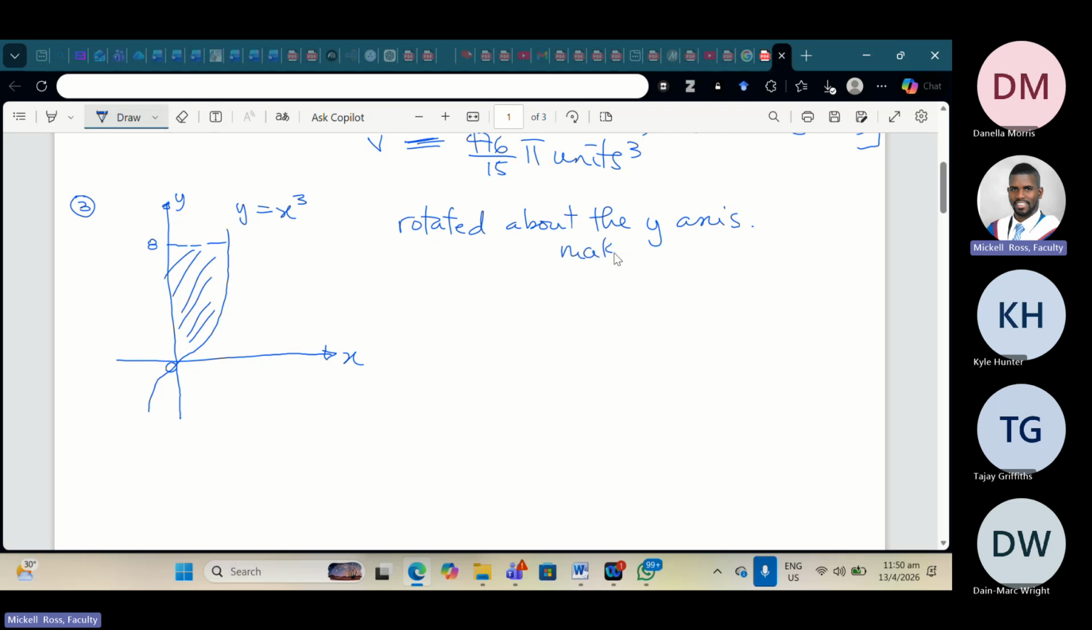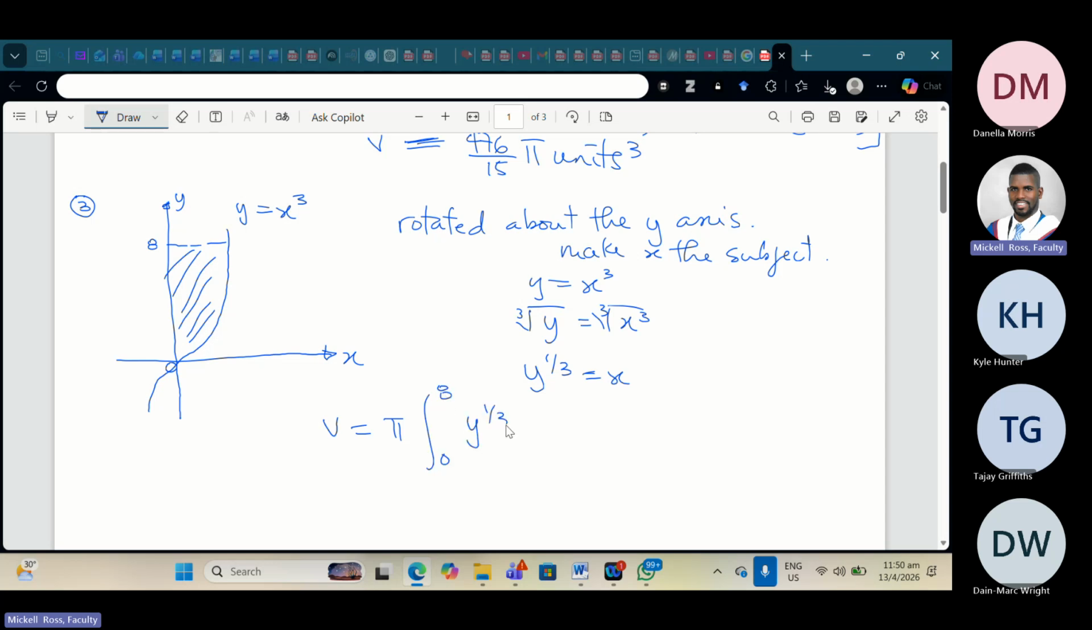So we're going to first make x the subject. We have y is equal to x cubed. Find the cube root of both sides. As we did in the previous question, we know that y to the 1/3 is equal to x. All right. So the volume is going to be equal to pi times the integral from 0 to 8 of y to the 1/3 dy.